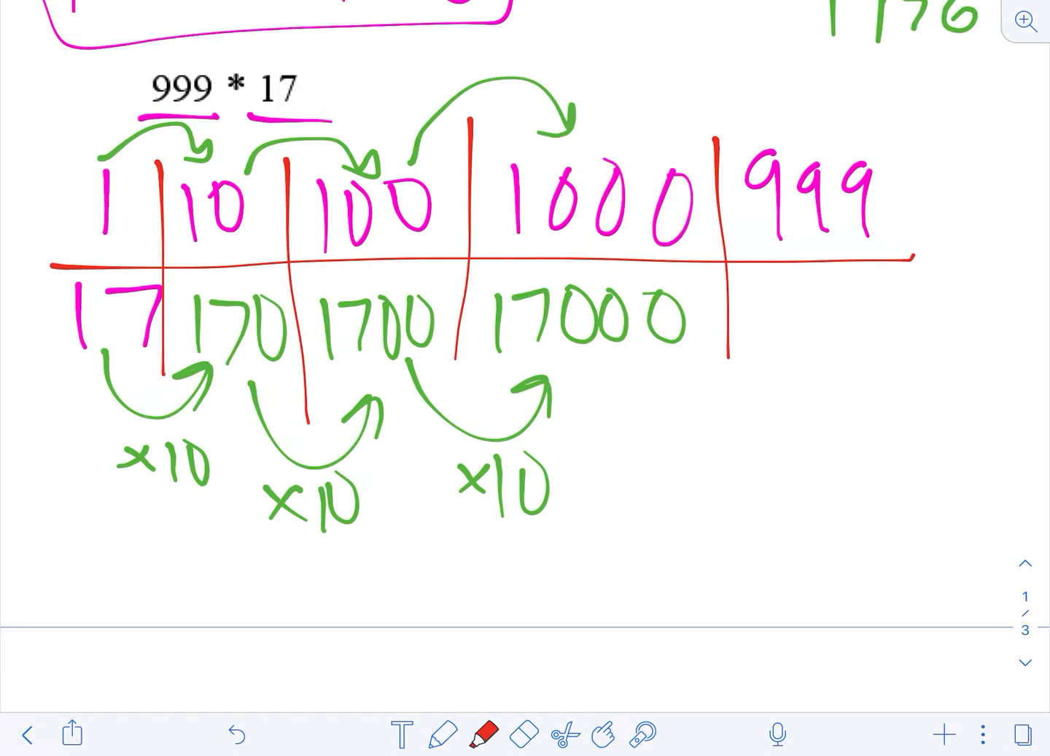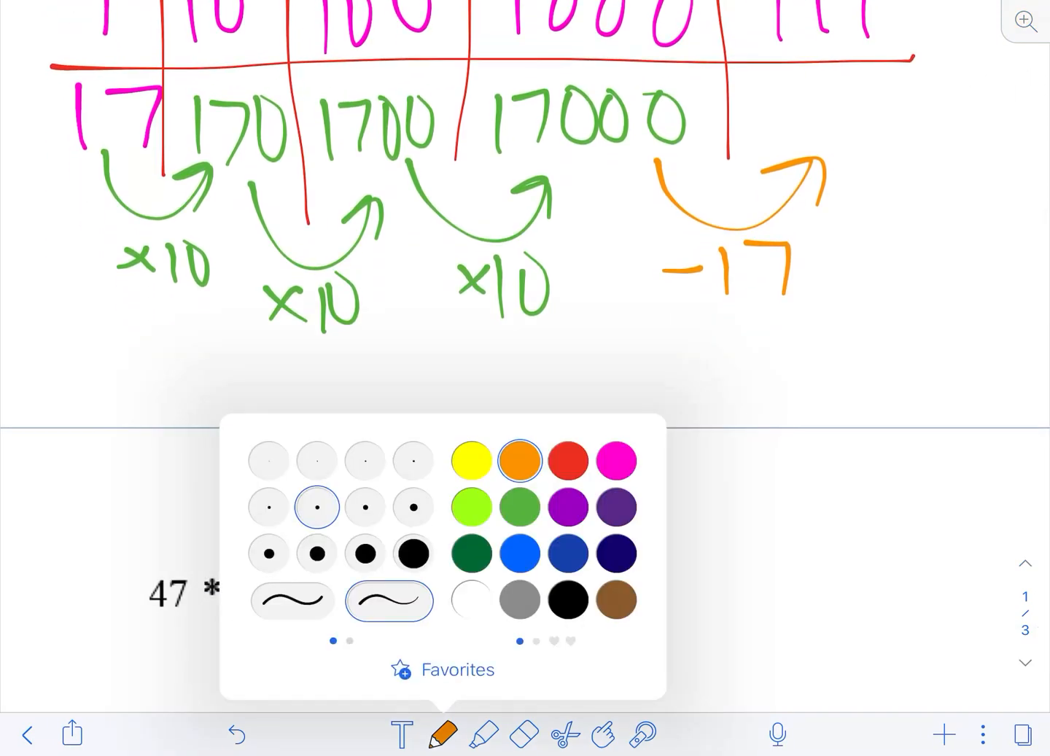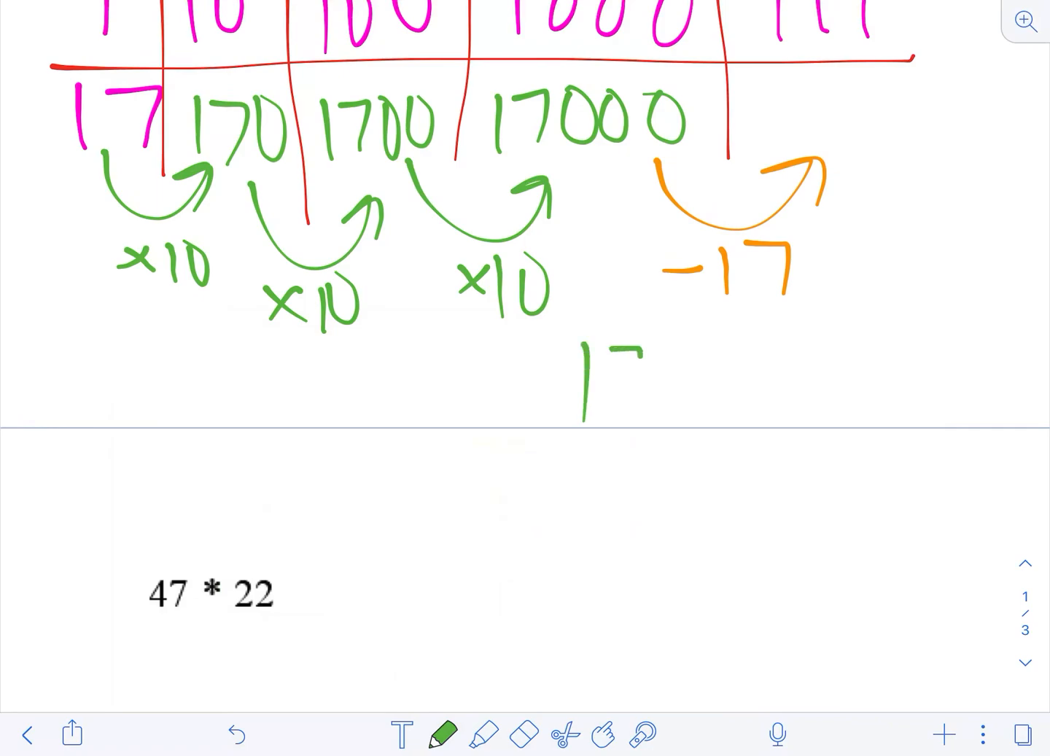So now we want to do 1000 to 999. So that's just, we're using pink, let's do orange. 1000 minus 1 is 999. So we do 17,000 minus 17. Okay. Now I'm going to show you 2 ways to subtract this. And you're like, Mr. Schreiner, really another way? Yeah.